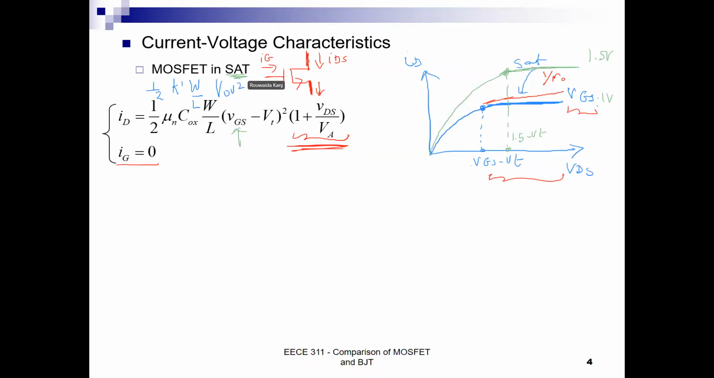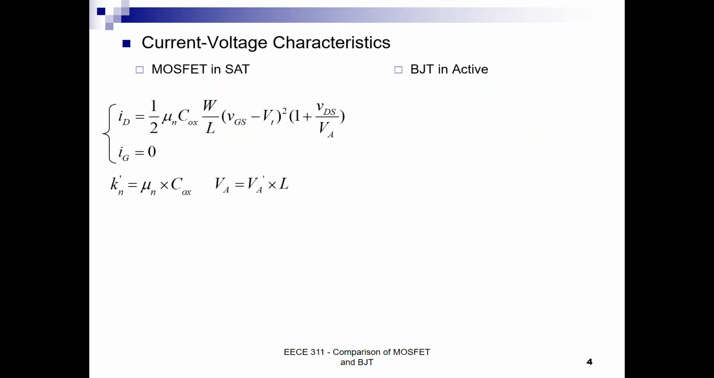Okay? Now let's go back to the one before, the linear region. So if we come here and look at the rest of the slide, it tells me that K prime N is mu N C ox, and that the parameter VA, the early voltage, is VA prime times L. So if they give me the constant VA prime, according to the technology of the device, I can derive this VA. So it's another given that I need to recall. And now let me clear this.